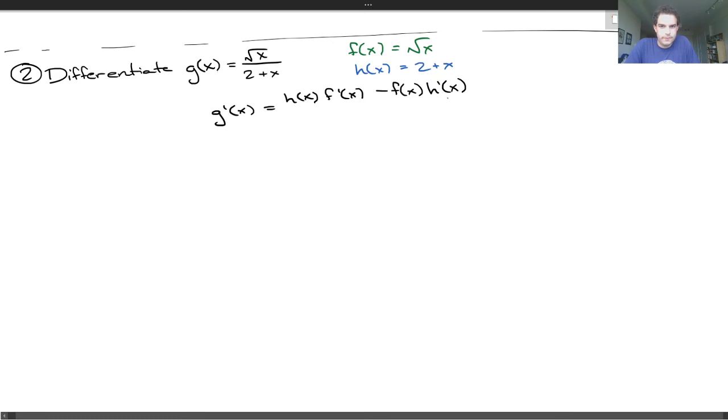over the bottom function squared. So this is a bit of a tricky formula, but it's one you've got to remember, because taking the derivative of a quotient is just a super important thing to be able to do.